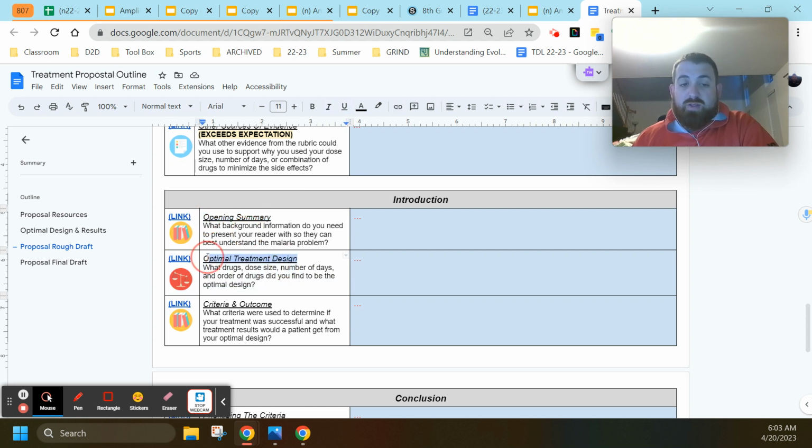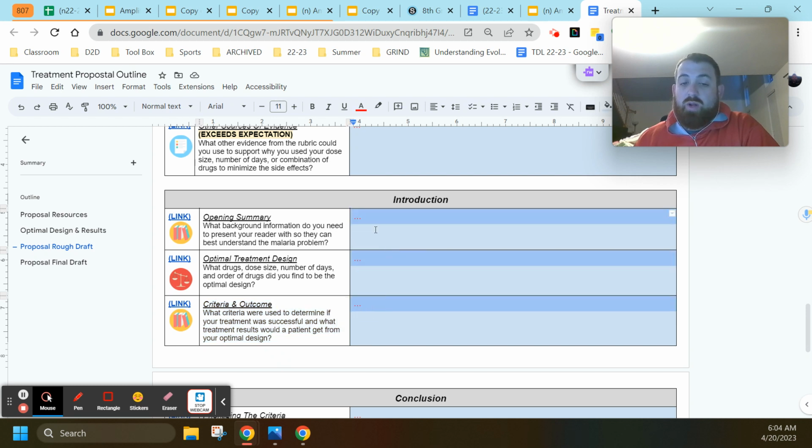Optimal treatment design. This is where you present your optimal treatment and you need to explain all the variables within it. So what were your drugs, dose size, number of days, order of drugs did you put together to create that optimal design? And then last but not least, your criteria and outcome. So what were the criteria you were looking to accomplish and what were your outcomes? In other words, what were your results? How well does your treatment look to accomplish those three criteria?